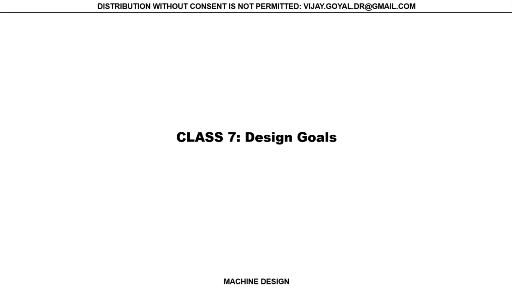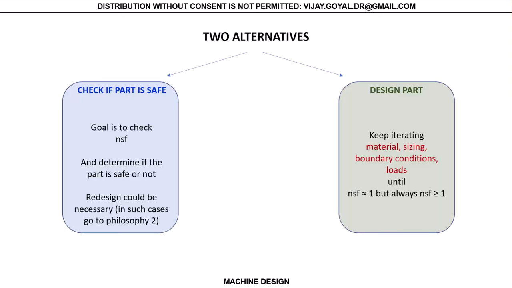So in this short lecture, what I want to talk about is what are the actual design goals. The design goal in a structure doesn't matter what we are designing. There are two alternatives. First, the alternative can be where your material, your sizing, boundary condition, and loads are basically all set. So those are given to you, and all your task is to find your factor of safety.